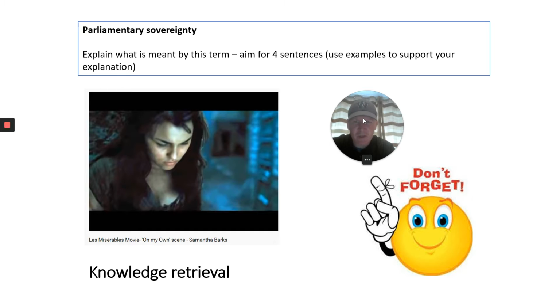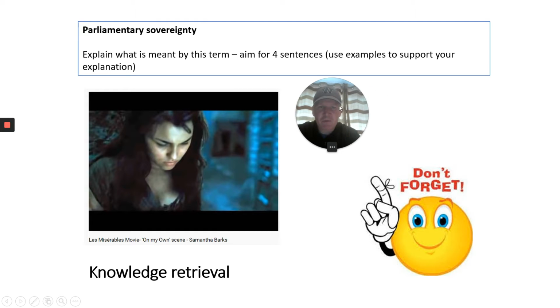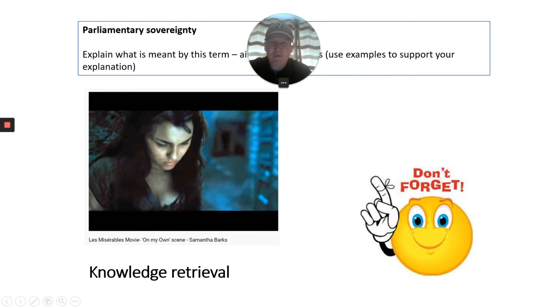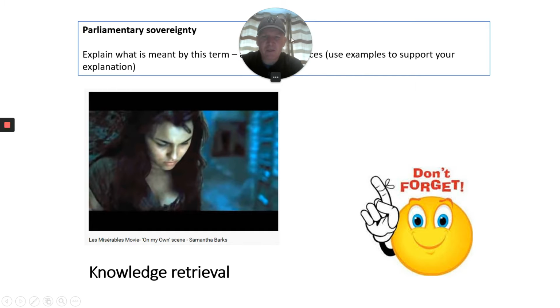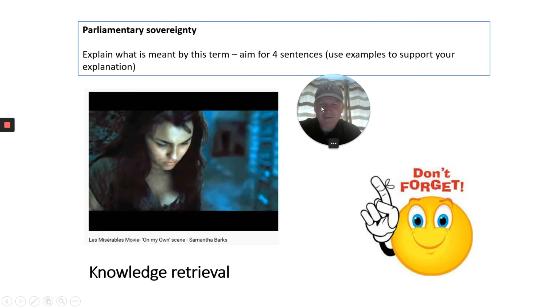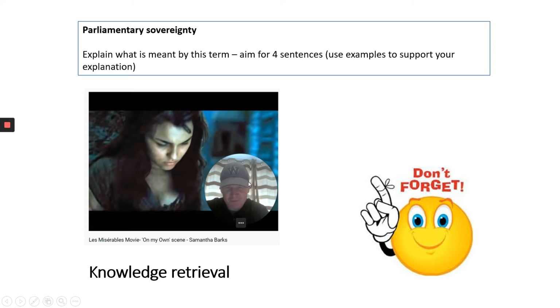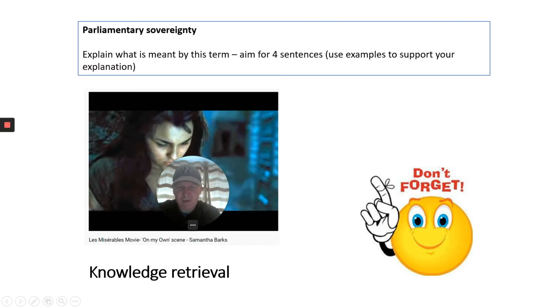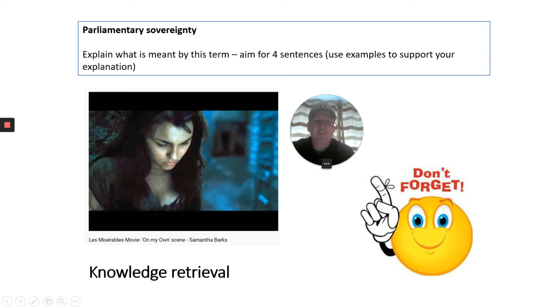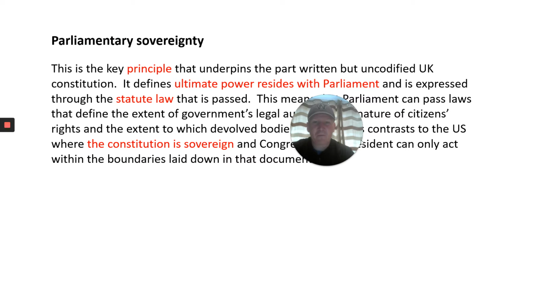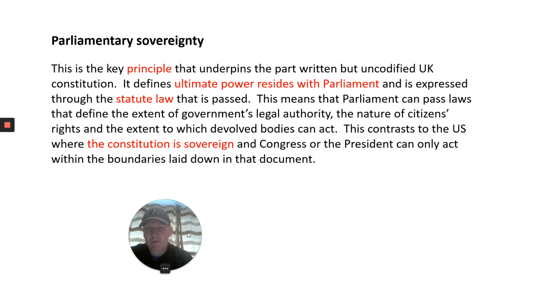Okay, it's retrieval time. So, what I want you to do, please, aim for 4 sentences describing what parliamentary sovereignty is. To help you along the way, use this song. Samantha Barks from Les Mis, On My Own. Beautiful. 3 minutes. Pause your video now. Okay, let's see how you got on.